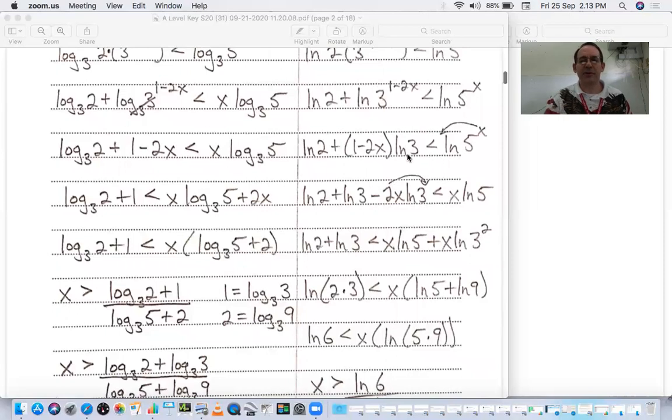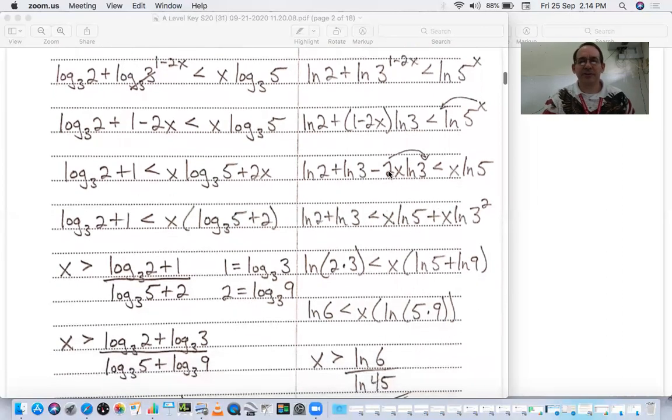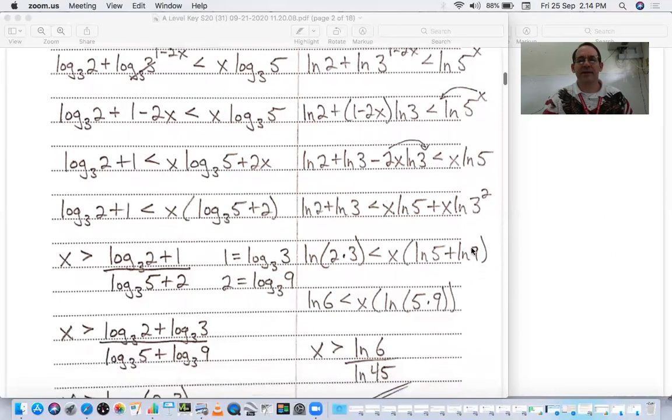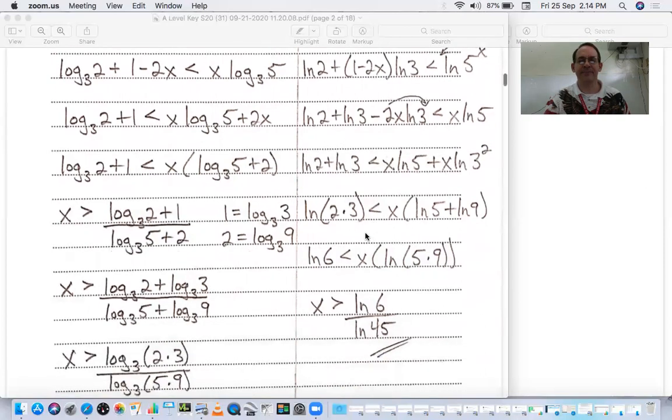And so distribute the ln 3 through, and then I took the 2 from the coefficient and put it up as an exponent. Then we want all the terms with x in it on one side. So x ln 5, and then plus, because we have to add that over, x ln of 3 squared. I wanted the 2 as an exponent on the argument and not in the coefficient because I want the x's by itself in front. And on this side, the non-x terms on the left, so ln 2 plus ln 3.